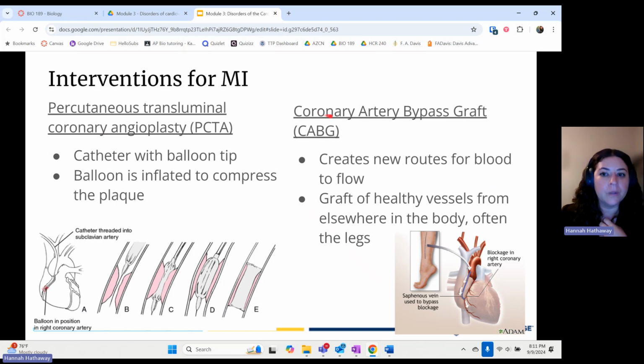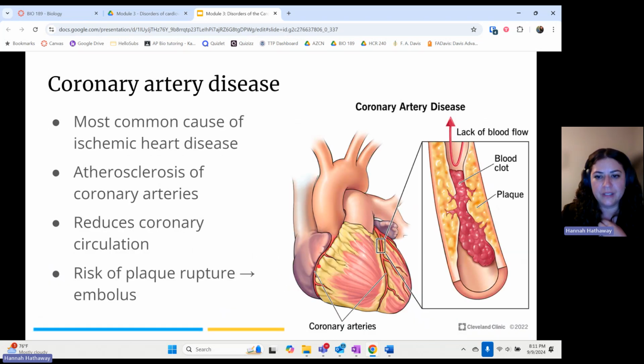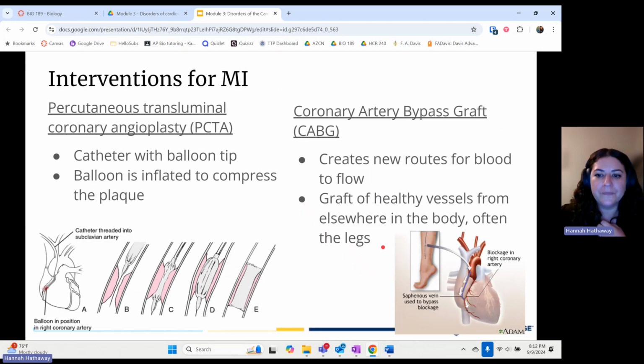And then the other option would be a coronary artery bypass graft. So now this is like things have gotten really serious, and instead of trying to just open this up, we're just going to bypass this problem. So we're going to put in a new blood vessel that just goes around this. And so even if this gets blocked, we're not too worried about it.